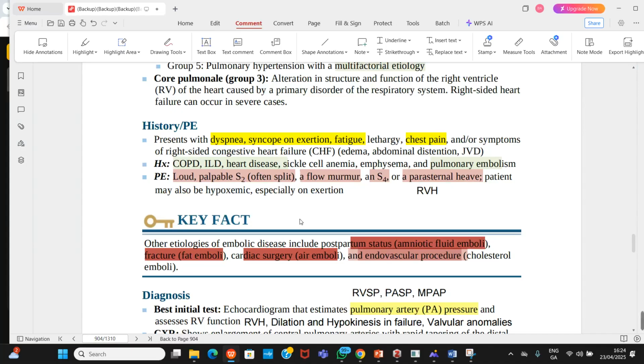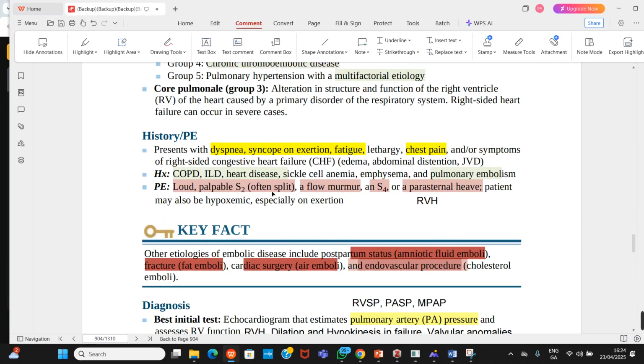When we investigate them and we try to examine, what are we going to see? There's going to be a loud palpable S2, particularly P2, because there's pulmonary hypertension. That sound is going to be loud. And there's going to be a split, from our cardiology. What split do we expect? Anybody? Is it going to be fixed? Is it going to be wide? Is it going to be narrow? Is it going to be paradoxical? Which one is it going to be? Paradoxical.